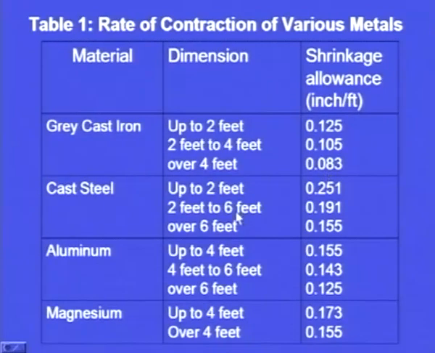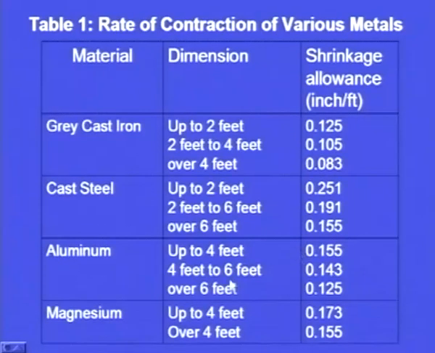When we are making a casting of cast steel up to 2 feet, the shrinkage allowance should be 0.251 inches per foot, and from 2 feet to 6 feet, it should be 0.191 inches per foot, and over 6 feet, it should be 0.155 inches per foot.